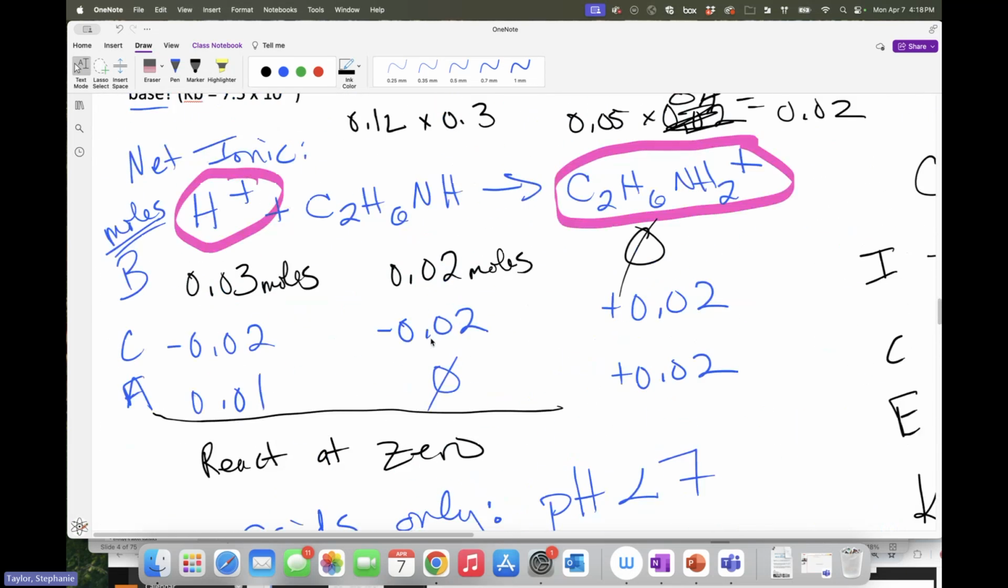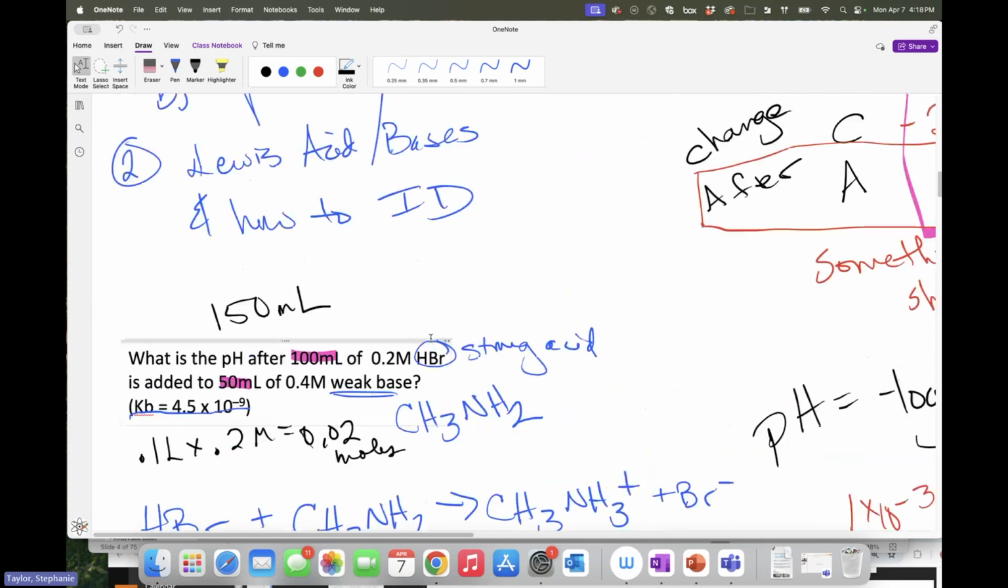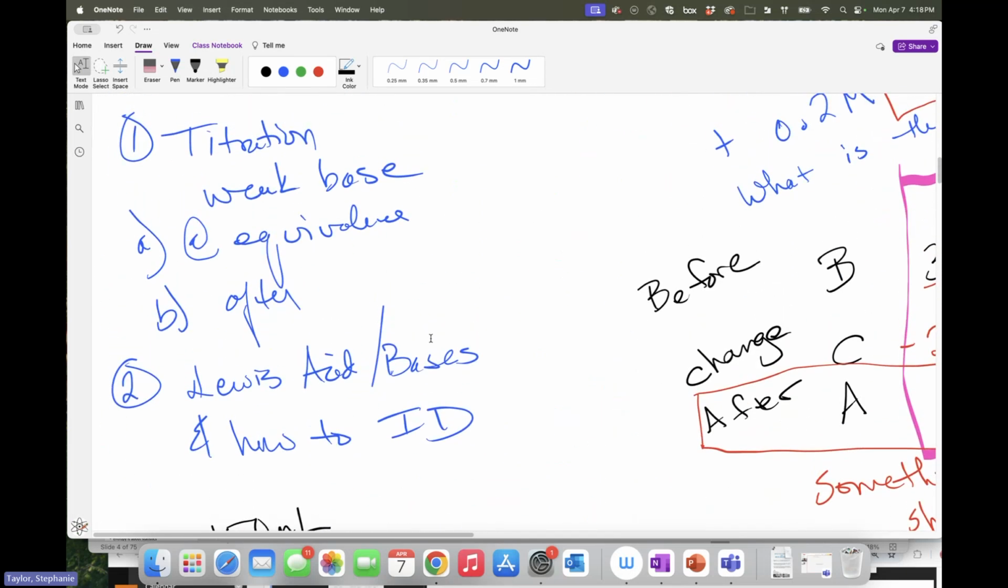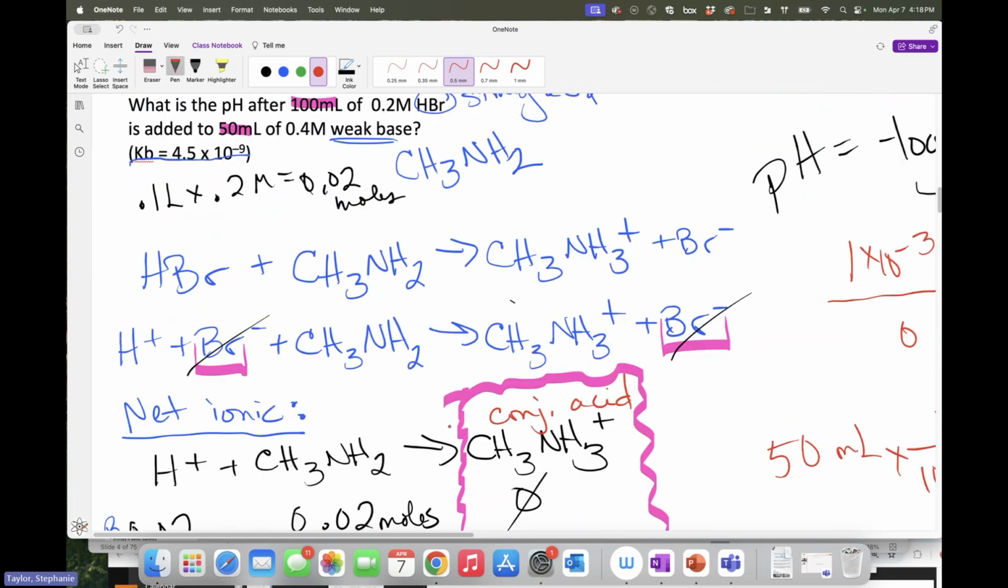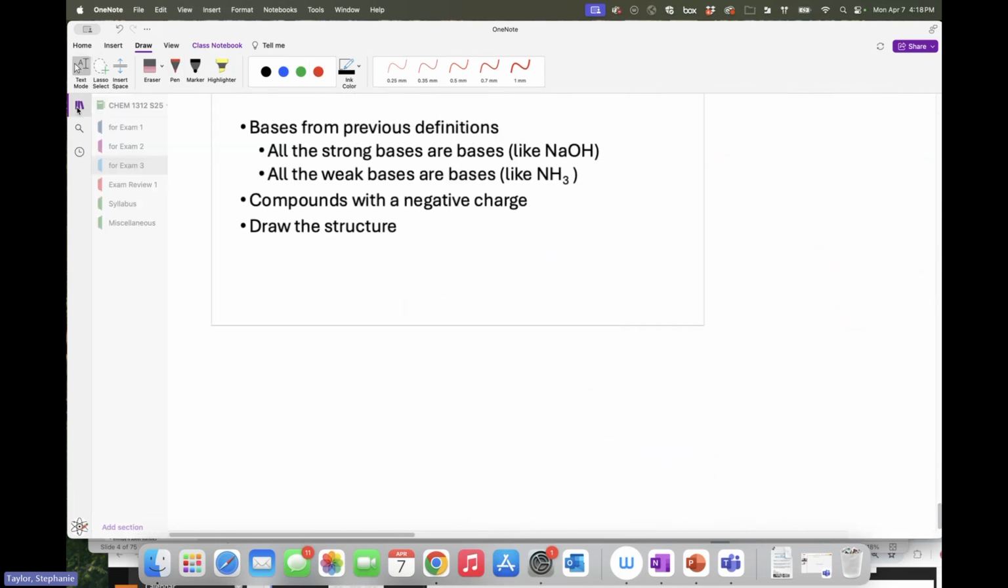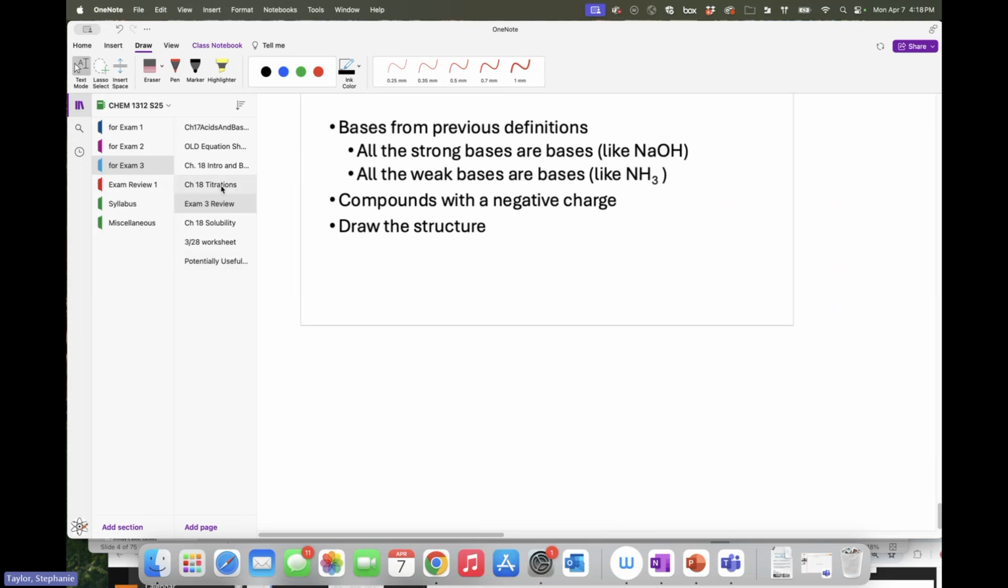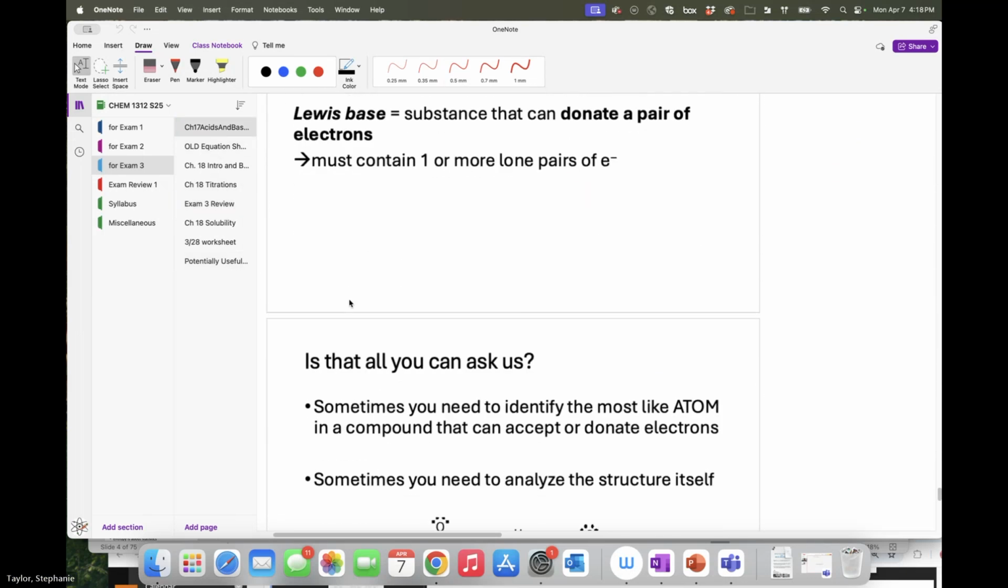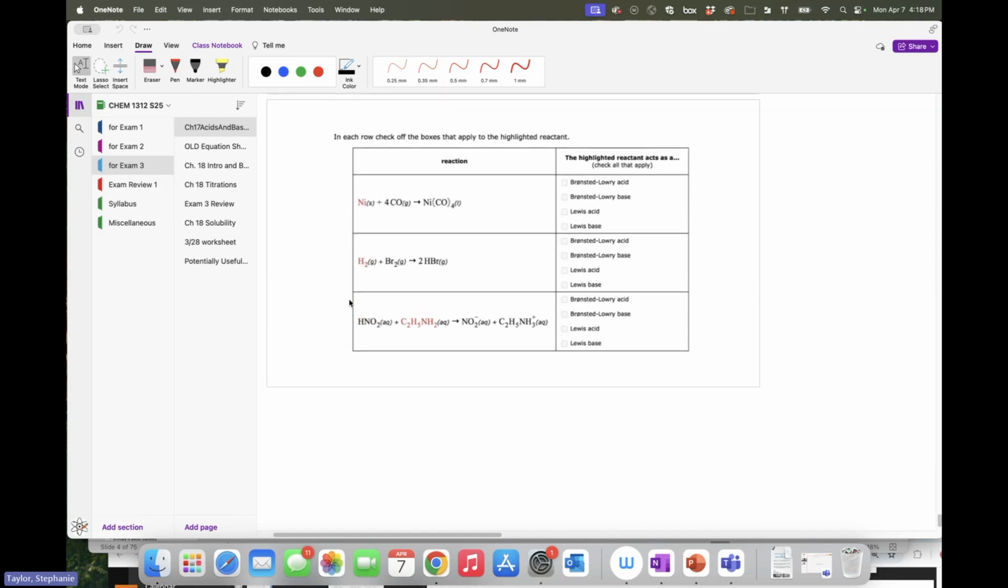Oh, so I'm going to scroll all the way back up. Believe it or not, I did titration problems. I did one at the equivalence point. I did one after the equivalence point. I did Lewis acids and bases. I had to identify... I should probably actually grab a reaction then. I was like, I'm done. Oh, maybe not. 17. Do I have some ones?